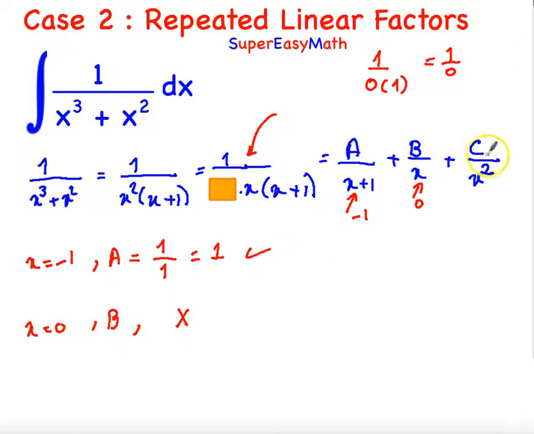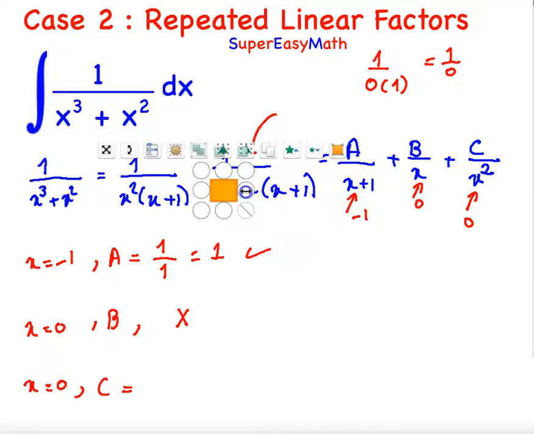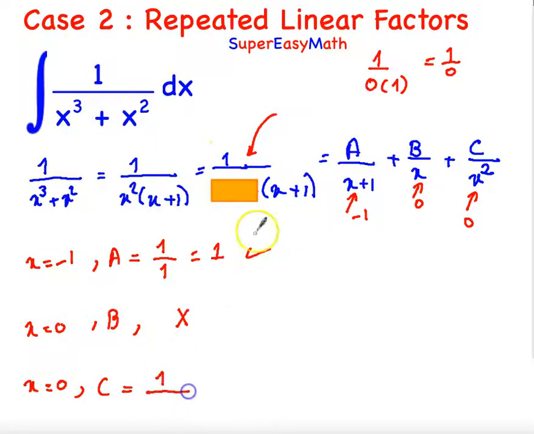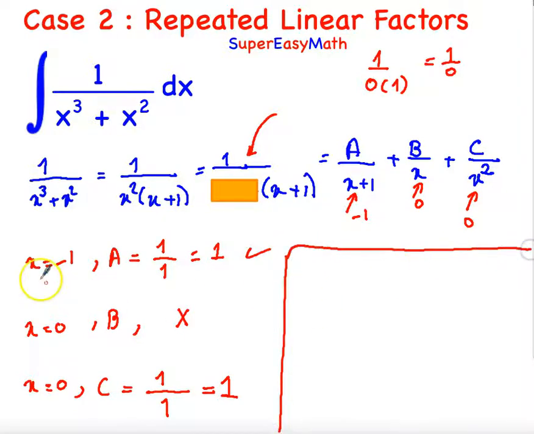Forget about b, let's look at c. So c is the same, we need x equal to 0 also. So for x equal to 0, substitute x equal to 0 here, and we need to cover x squared. Now we will get 1 over 0 plus 1, 1, equal to 1. So now we found a and c. What about b? The easiest method is to take any value of x except minus 1 and 0.